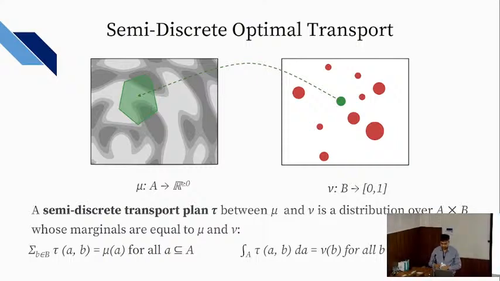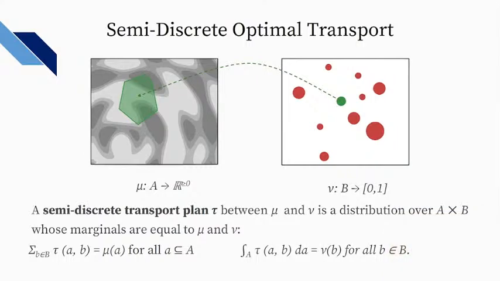So let me define it a little bit more formally. A semi-discrete optimal transport plan is simply tau, which can be thought of as a distribution over A times B, where A is the support of the continuous distribution, this entire space here, and B is the support of the discrete distribution. What is the property we want? We want tau to be a distribution whose marginals are equal to mu and nu.